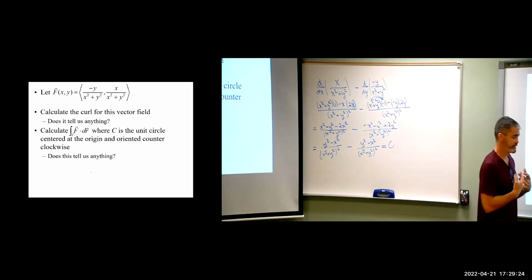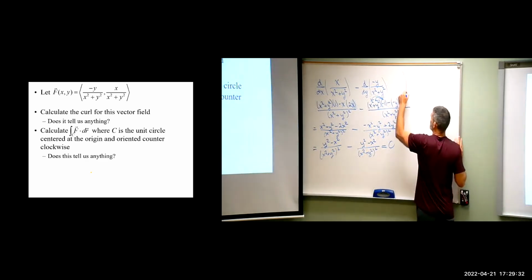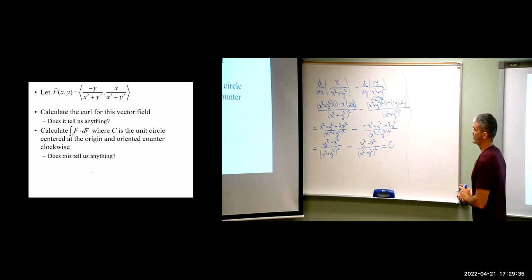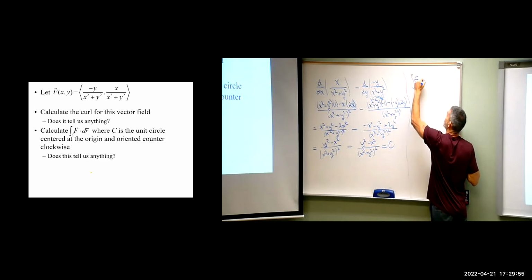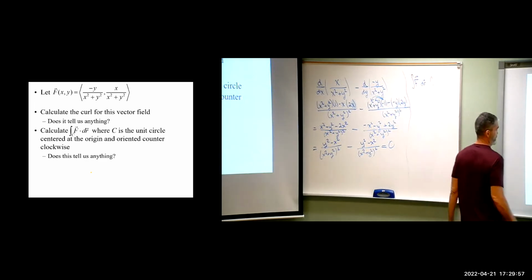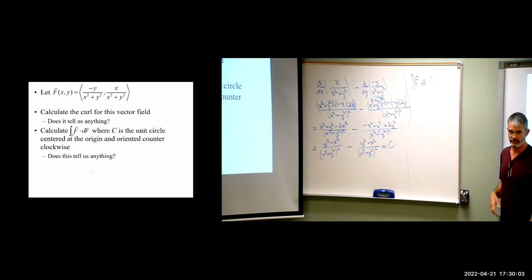Again, something interesting happens in this one, and there's a very specific reason. I didn't leave myself a ton of room, but I think I've got enough room to do this. If you can't see it at home, let me know and I can move to a different part of the board. So we're going to do a calculation the way we would have done it on Tuesday, of the integral of F dot dr. And C is going to be the unit circle centered at the origin, and we'll just go counterclockwise. So a very easy path.